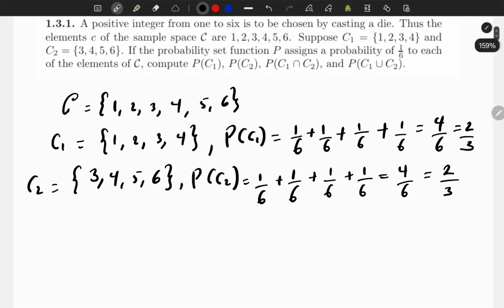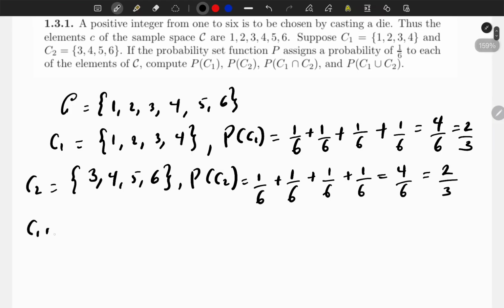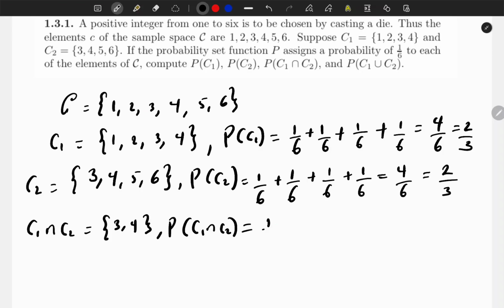So the next question: we have to find C1 intersection C2. The common elements of C1 and C2 are 3 and 4. So the probability of this will be equal to: 3 appears once with 1 over 6, and 4 also appears with 1 over 6, and that is 2 over 6, which is equal to 1 over 3.